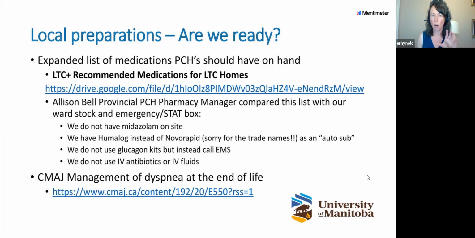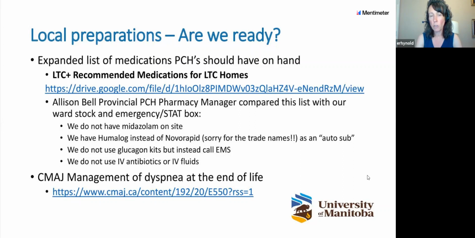These are the drugs that are on hand at sites. So we don't have midazolam in PMH. We have an auto sub on the short-acting insulin. We don't have glucagon kits for severe hypoglycemia. Instead, the intervention is to call EMS, and we don't have IV antibiotics and IV fluids.